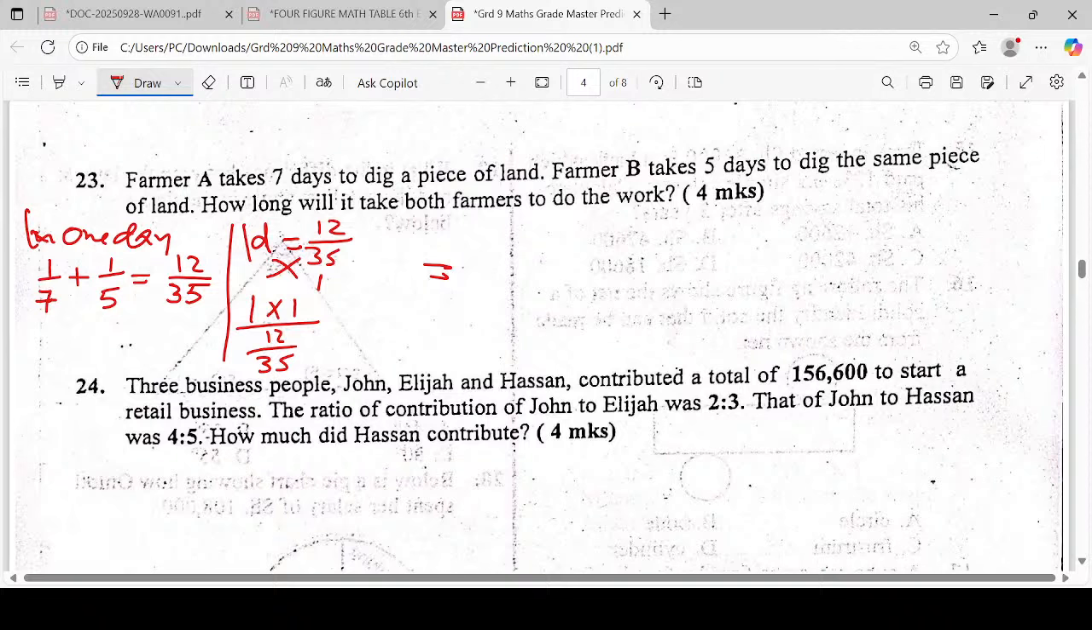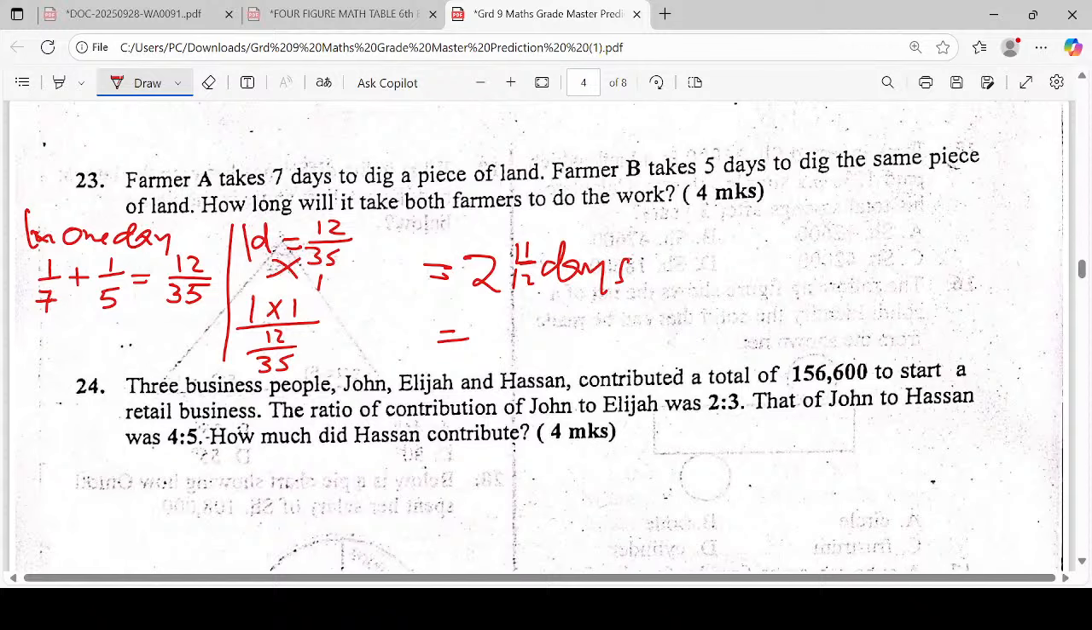Now, when we are here, what are we supposed to do? That is just like saying 1 divided by 12 over 35. We take 1 divided by 12 over 35. What do you get? It will take 2 and 11 over 12 days. That is the number of days it will take them. That is what you'll get.